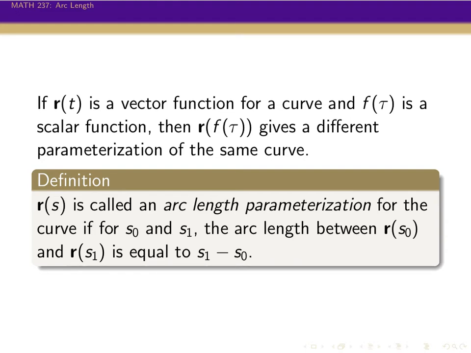What that means is that something is in an arc length parameterization if, whenever you want the arc length between 2 points on the curve, it's equal just to the difference between the s values. This is another way of saying that the speed of r of s is a constant 1.